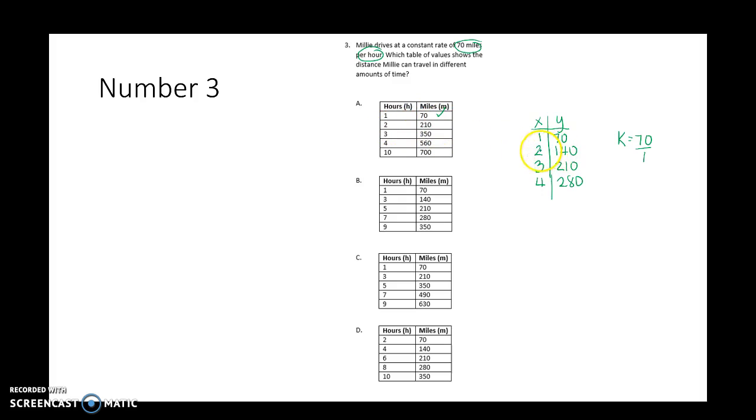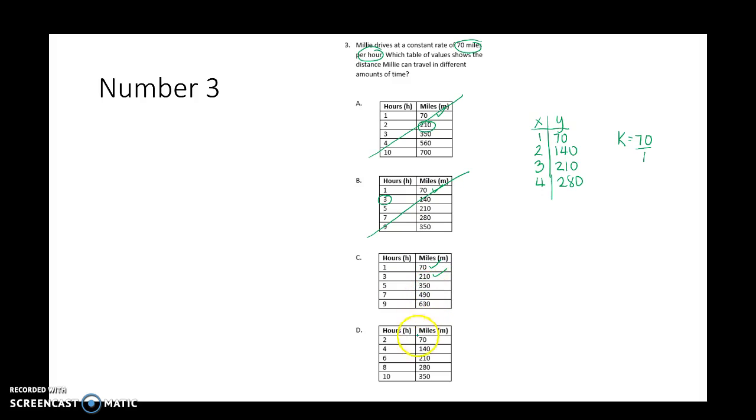So 1 and 70, that's right. 2 at 210. Well, 2, I should have 140. So that's not right. So I'm going to cross that one out. All right, this one here, it says 1 and 70, that's right. And then 140, well, that's next on my table too, but they skipped up to 3. Not right. Okay, 1 and 70, going good. 3 and 210, that looks good. I didn't go further than that.